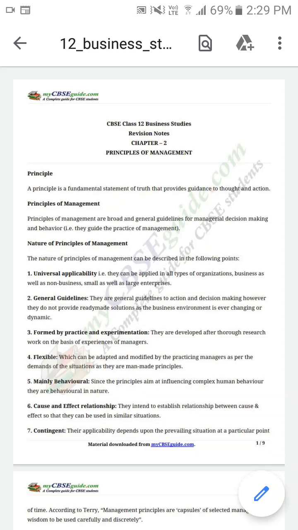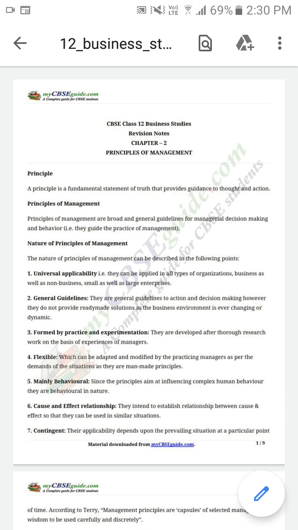So for the periodic test, I finished all the chapters and I already attached the complete portions for the periodic test. Once again, I am reminding you that this is for the periodic test in business studies. It includes chapters 1, 2, 3, 4. Five chapters are included in the periodic test for business studies.